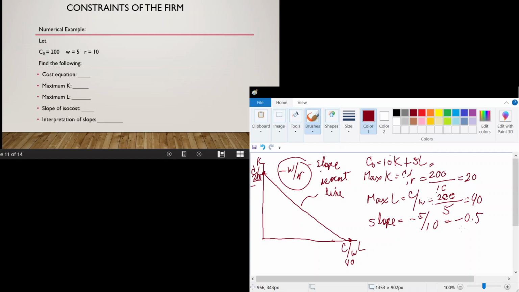So, what is the interpretation of this slope? The interpretation is we need to give up 0.5 units of capital in order to use an additional 1 unit of labor. Okay, so that's the interpretation.